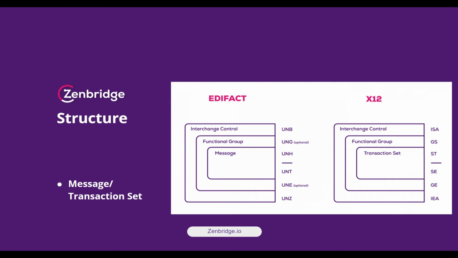Then we have the transaction sets or messages which contain the main order information. In EDIFACT, it is called a message and represented as UNH and UNT. And in X12, they are represented as ST and SE. Let's take a look at some other differences.